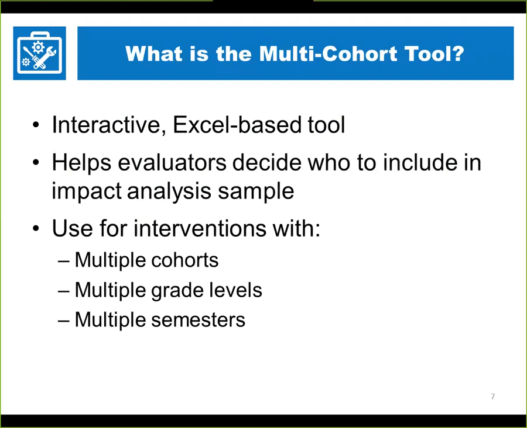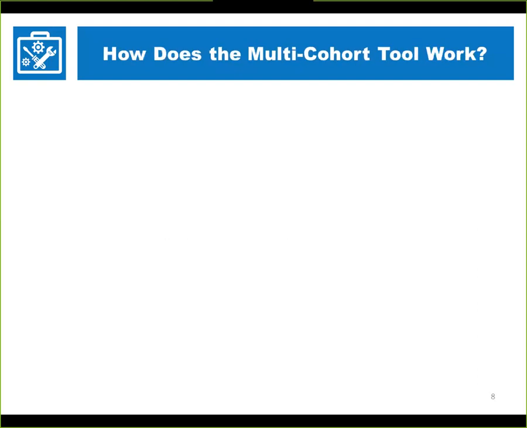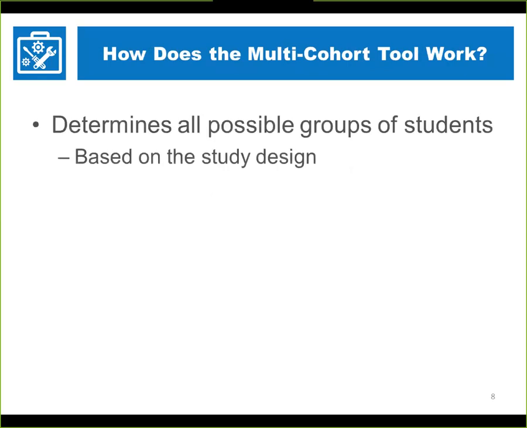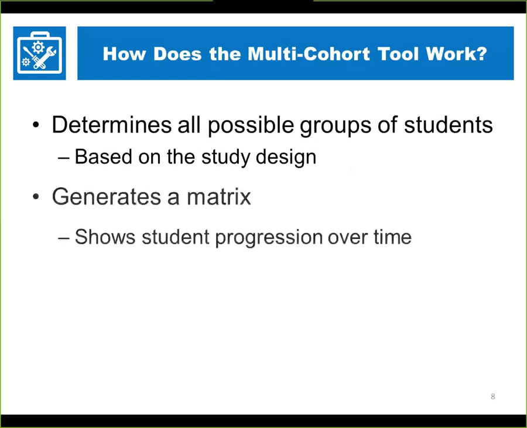When deciding about the groups of students to be included in the evaluation samples, it's helpful to begin by identifying all the possible groups of students that will experience the intervention and comparison conditions. The multi-cohort tool generates a diagram showing all of these possible groups of students based on answers to a set of questions about the timing and duration of the intervention, about the evaluation design, the students participating in the study, and the timing of data collection.